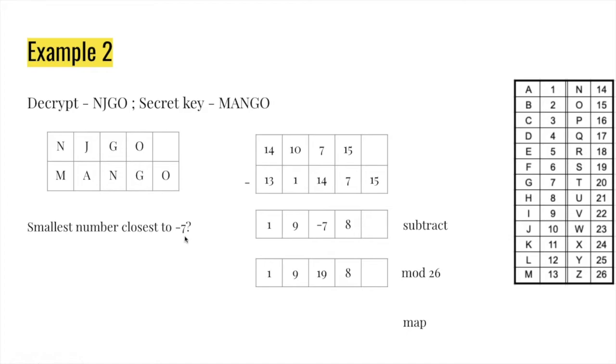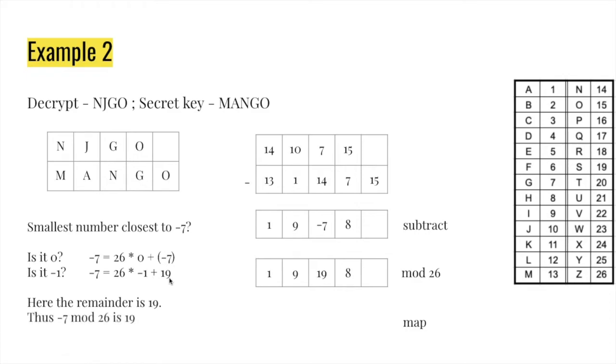So here will our quotient be 0? So when I do 26 into 0, I still get a negative remainder. So no. So will the quotient be minus 1? Yes. 26 into minus 1 will give us minus 26, plus 19 gives us minus 7. And the remainder here is 19. Thus, 19 is the solution for minus 7 mod 26. So that is how we get 19 here. And 8 mod 26 will be 8.